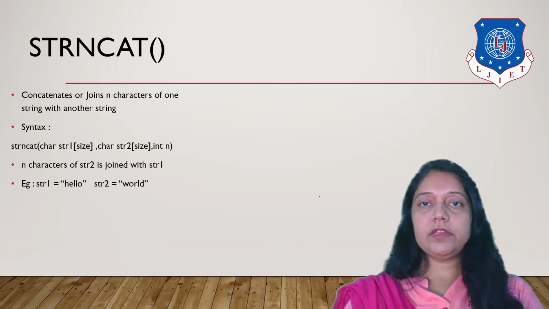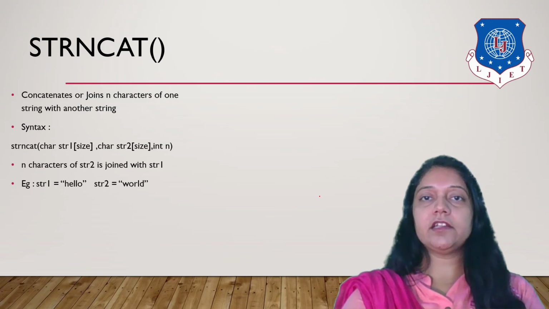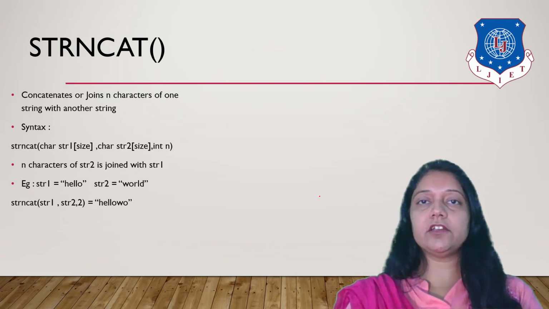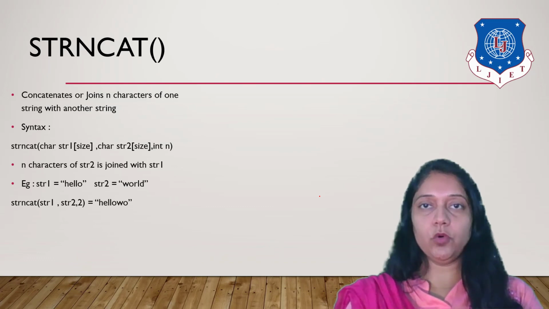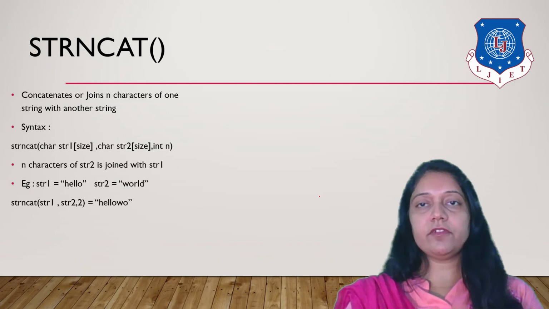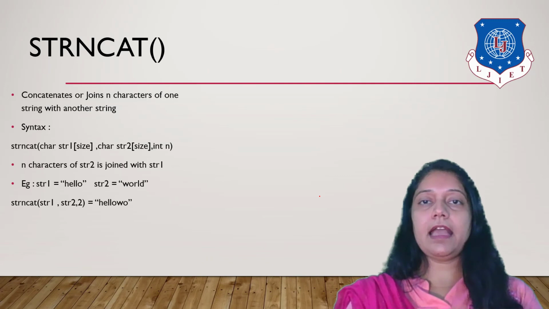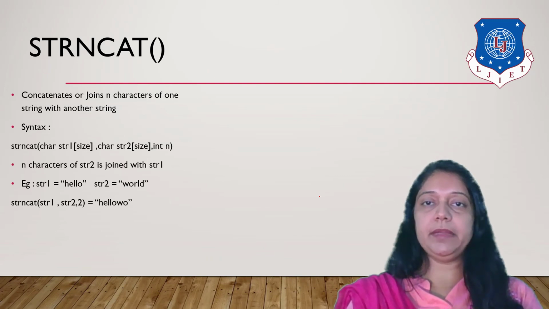Let's understand this with an example. So I have in string 1 hello, I have in string 2 world. Now I want to take a few characters of world and join it with hello. So what I'll do is use the strncat function. strncat, brackets str1 comma str2 comma 2. It means two characters of world will be taken, that is wo, and it will be joined with str1, that is hello. The final output I'll get is hellowo. Only the two characters of world will be taken, right?